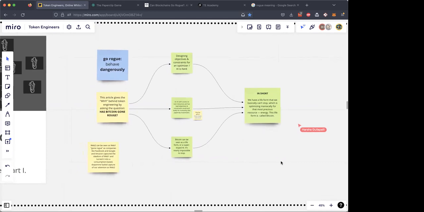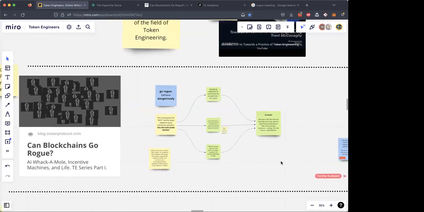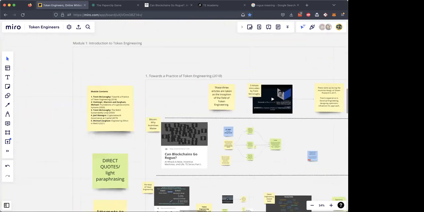Any thoughts on this one? Now we can go through to the second paper.